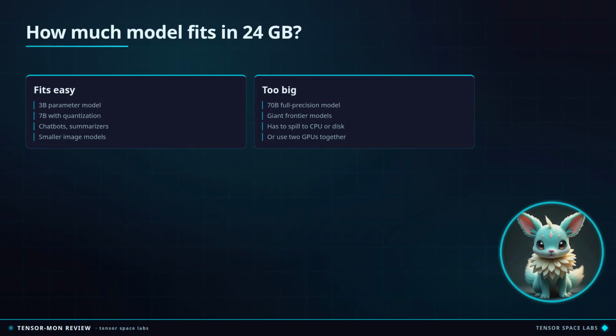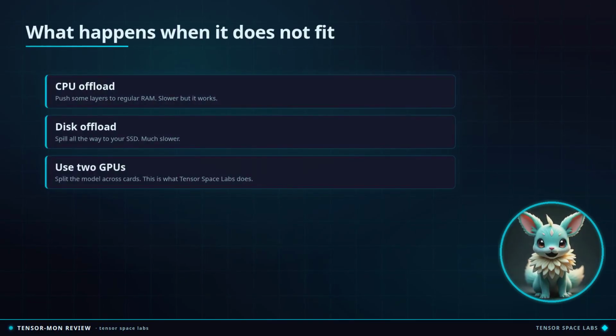24 gigabytes is plenty for a 3 billion parameter model, and with a trick called quantization, you can fit 7 billion. A 70 billion parameter model is way too big, so we either use multiple GPUs or we spill the extra parts to regular RAM, which is slower. When a model is too big, you have 3 options. Push part to regular RAM, push part all the way to your SSD, or use more than one GPU, where the model gets split across cards. At Tensor Space Labs, we do that third one a lot.